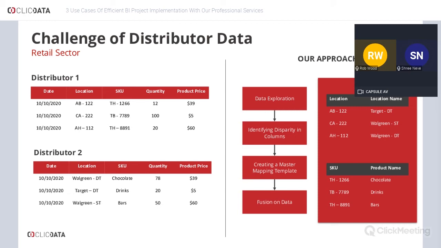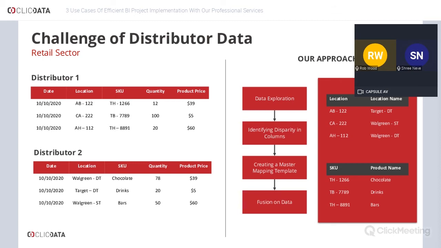Trying to combine this data and get analytics out of it, if I had to see how many chocolates I'm selling, one of them is a code, one of them is text, it becomes quite challenging for me to understand or get any analytics out of it. And the same for location-wise information. If I have to see which location has been performing better, it becomes again challenging.